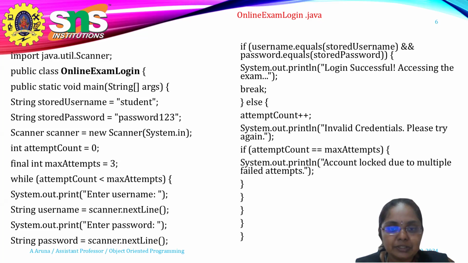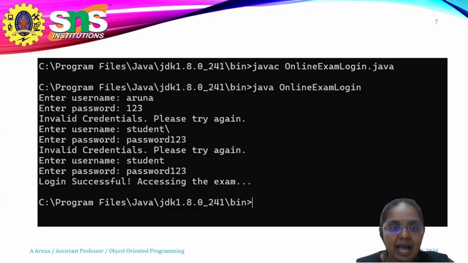Next, I'm going to use a simple if statement. If my attempt is equal to the maximum attempt inside that else part, automatically it will display the message that the account is locked due to multiple failed attempts. So see through that, here it will have an output.